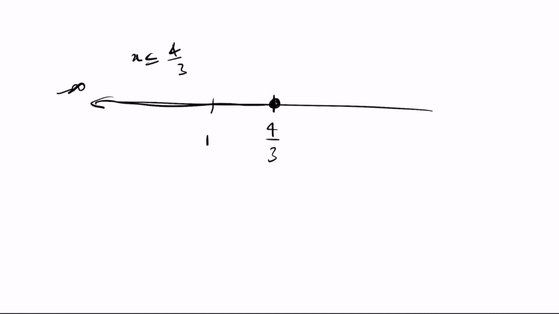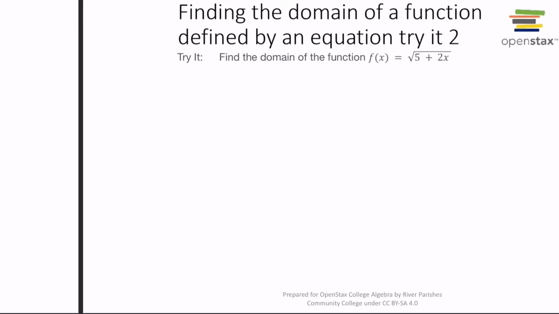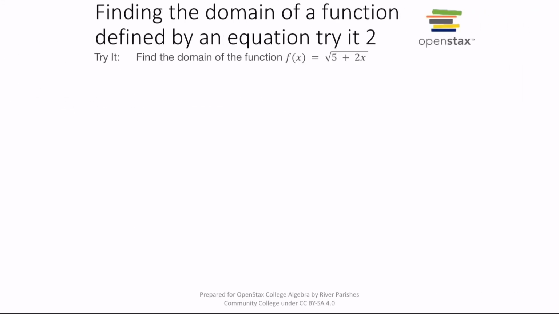Now, how would you write this as the interval? From minus infinity comma 4 by 3 closed bracket. So remember that the closed bracket here represents that we are including 4 by 3 as well, because it's less than or equal to. So this is the domain. So try the same here. The condition will be 5 plus 2x greater than or equal to 0. So pause the video and try to solve this problem.